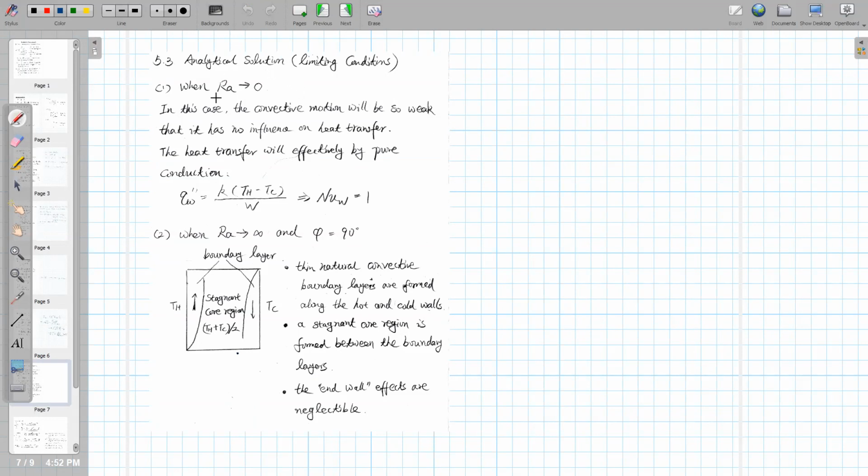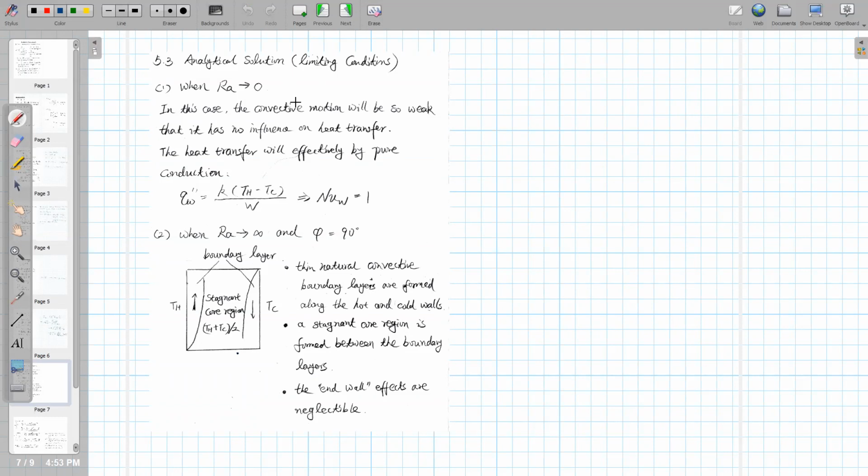One example is the case when the Rayleigh number is equal to 0, close to 0. Rayleigh number close to 0 basically means that you won't have any natural convection happening, because in natural convection the Rayleigh number is what drives the flow to move, due to the buoyancy effect.